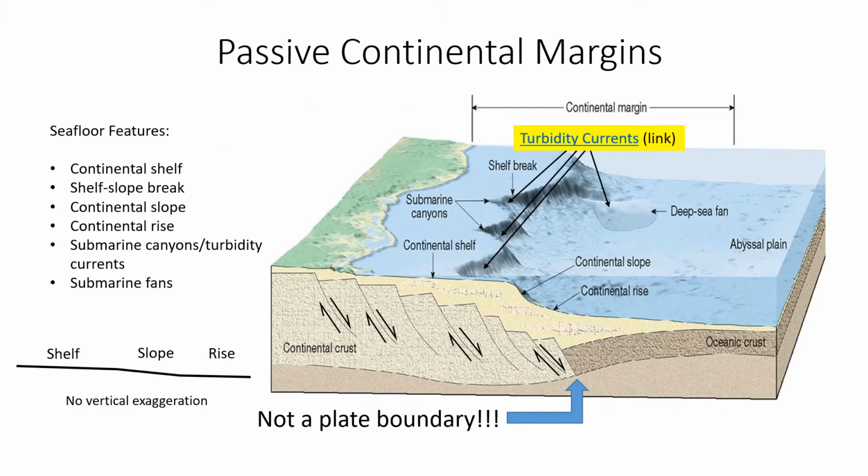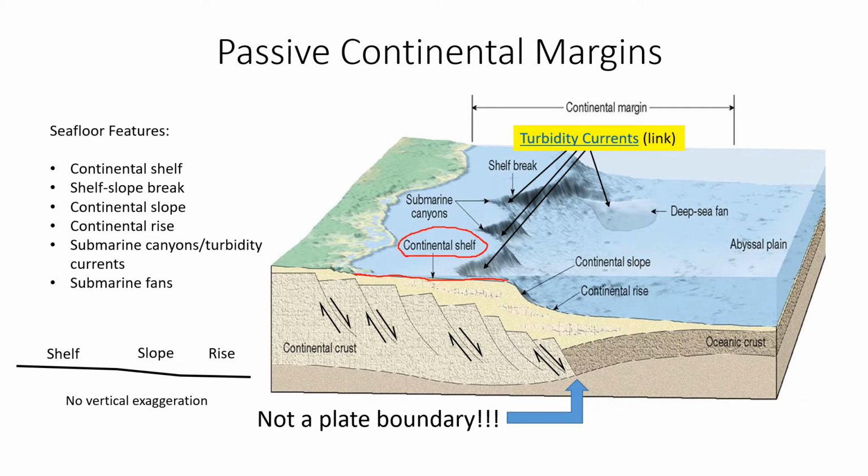Okay, on to the details of passive continental margins. What you're looking at in this diagram is what you would see on the seafloor if you start at the shoreline and then follow the seafloor seaward. When you do that, you'd effectively be on top of an almost flat, slightly seaward sloping platform called the continental shelf.